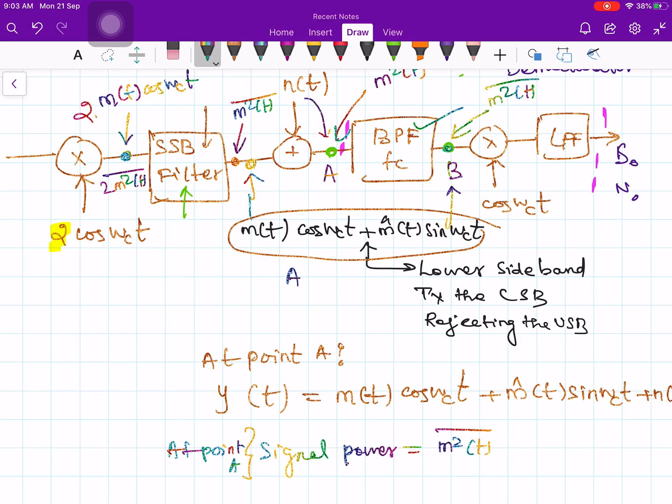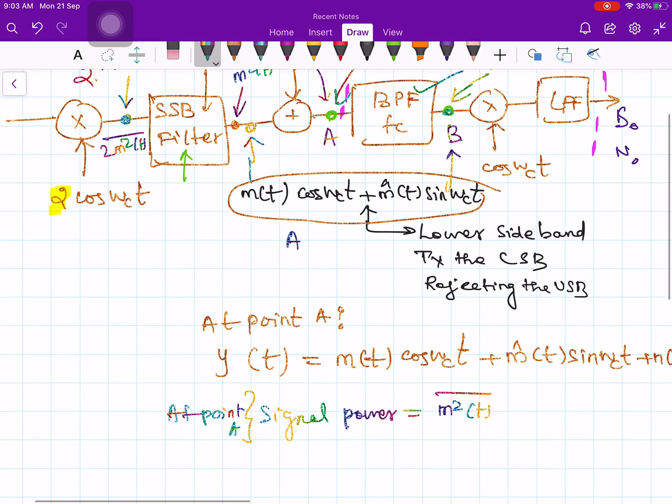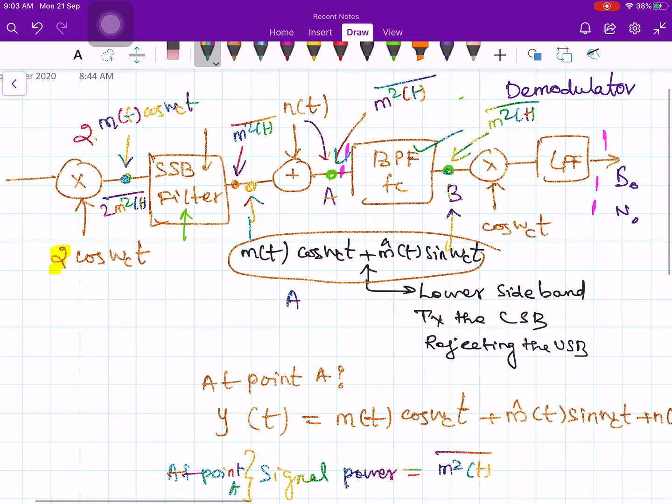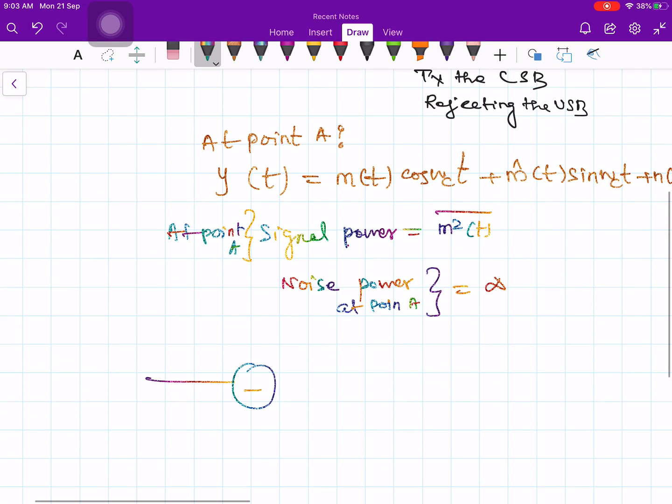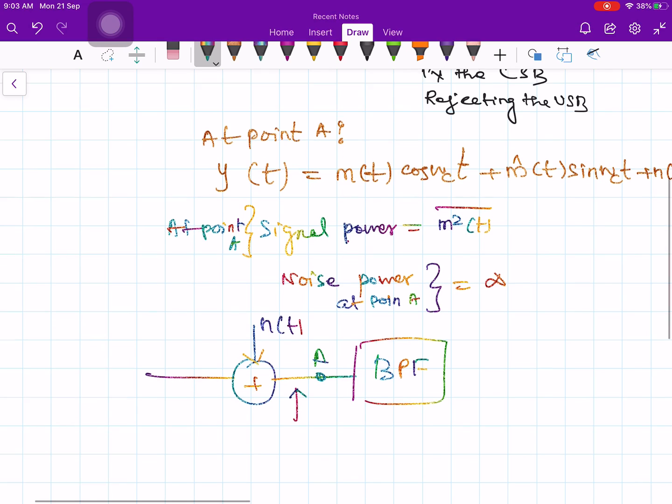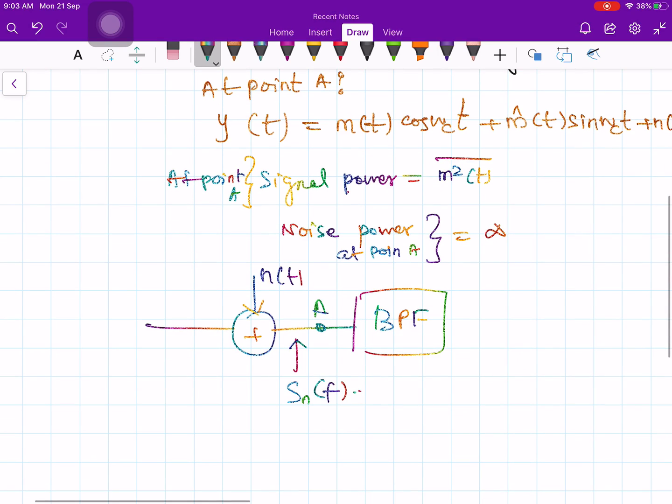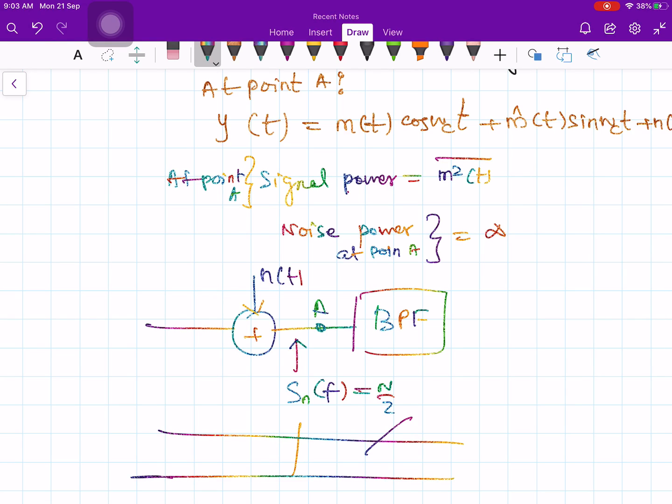What about the noise power at point A? It is infinity, of course. Noise power at point A in the above figure, it is infinity because it is a white Gaussian noise. At point A, the noise is white Gaussian noise. See, n of t is white Gaussian noise, and this is my point A, and you are giving to band pass filter. And in this point, my power spectrum density will be N by 2, that is from minus infinity to plus infinity. So, in this case, if we calculate power, then how much power does it have? Infinity.